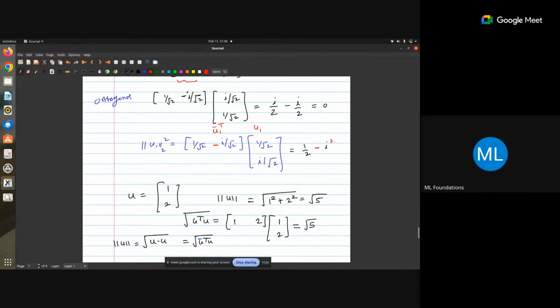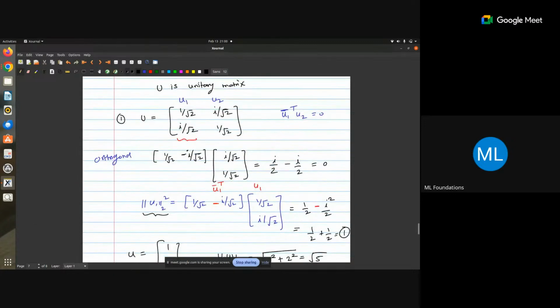So now minus i square by 2. That will be 1 by 2, minus i square is plus 1, so plus 1 by 2. So that will be 1. That means the length of u1 is equal to 1, so that means it's of unit length.